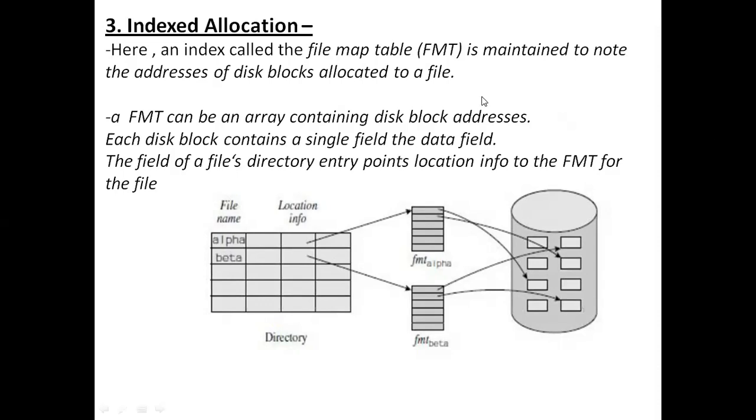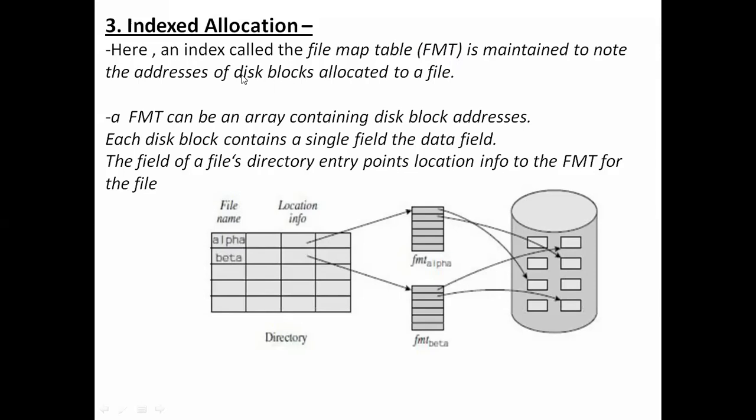Here we have to maintain an index of all the blocks that are allocated to a particular file. We store the block addresses in a single block, and that single block which holds the addresses of all the blocks is called the index table, or in short, FMT. So what is FMT? FMT stands for file map table. This acts as an index where we maintain the addresses of disk blocks.